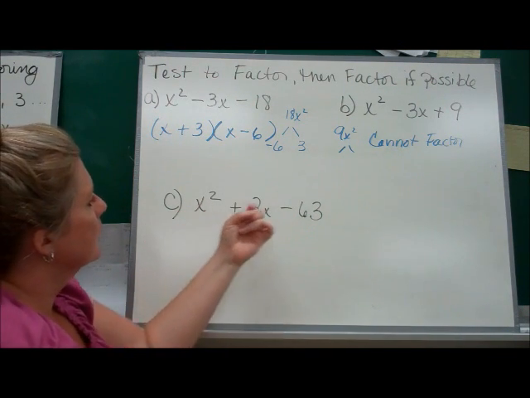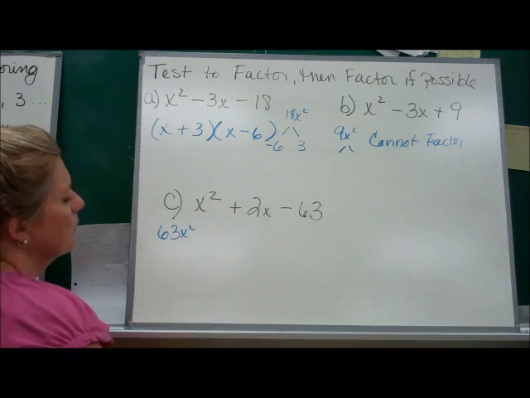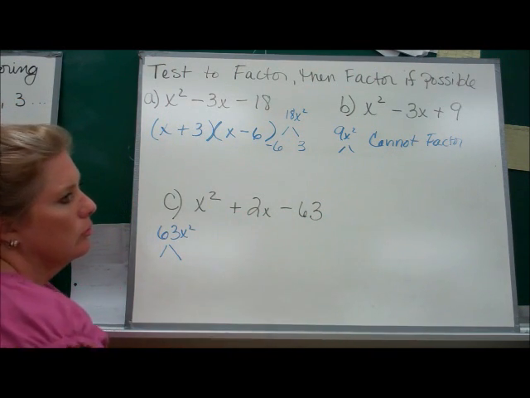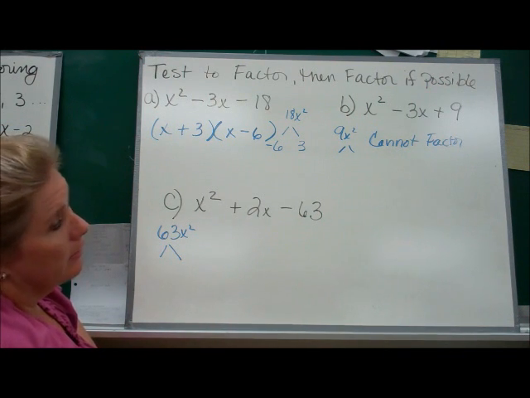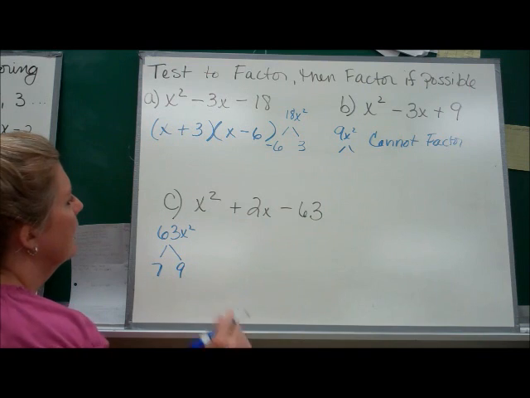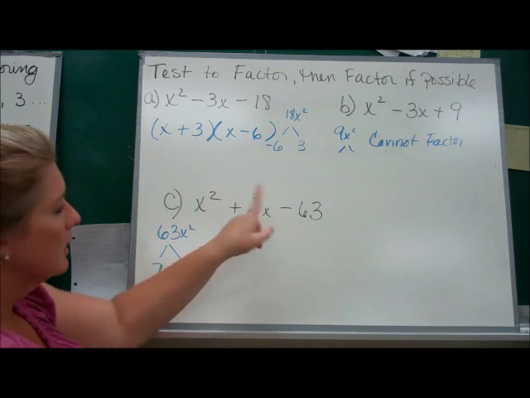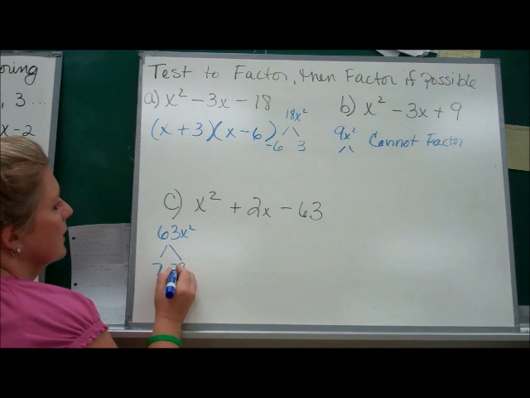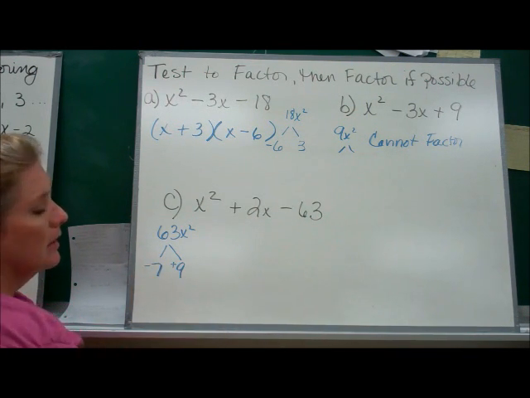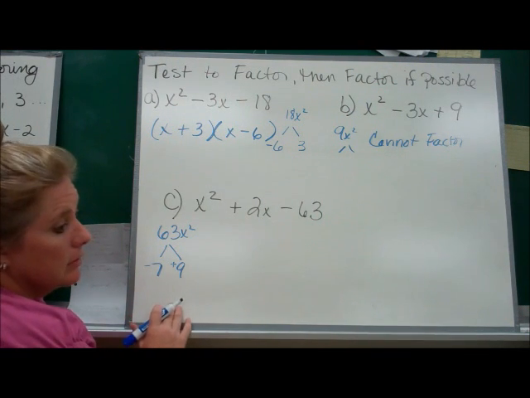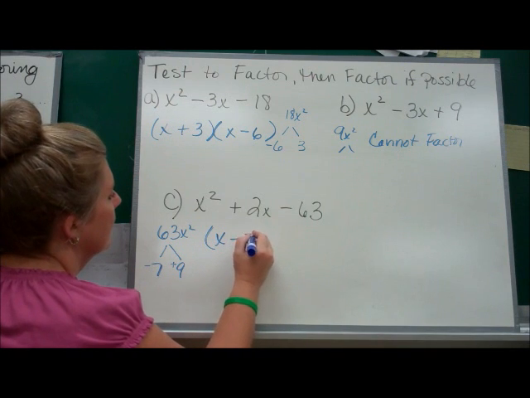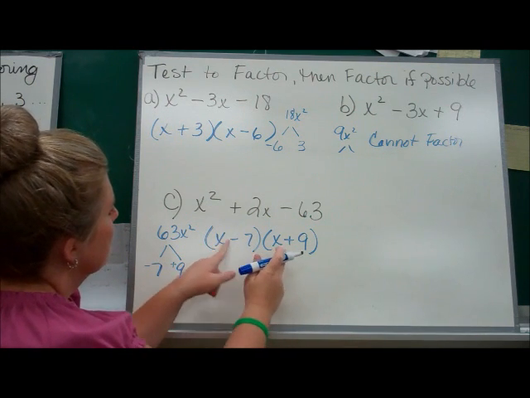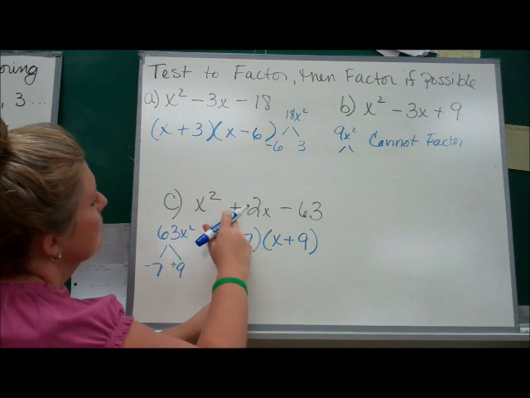Next one, multiply the first and the last term, so we've got 63x squared. Now think, we want factors of 63 that will subtract to 2. First ones that come to mind for me are 7 and 9. This third term is being subtracted, so I'm going to have opposite signs. The 9 is greater than 7, so the 9 gets the plus and the 7 gets the minus. We're going to have x minus 7 and x plus 9. To check it, do your outers and your inners: 9x plus negative 7x is 2x.